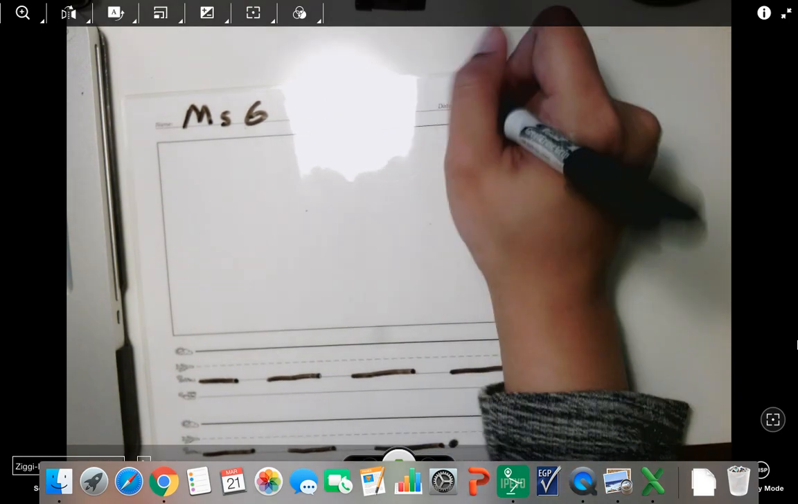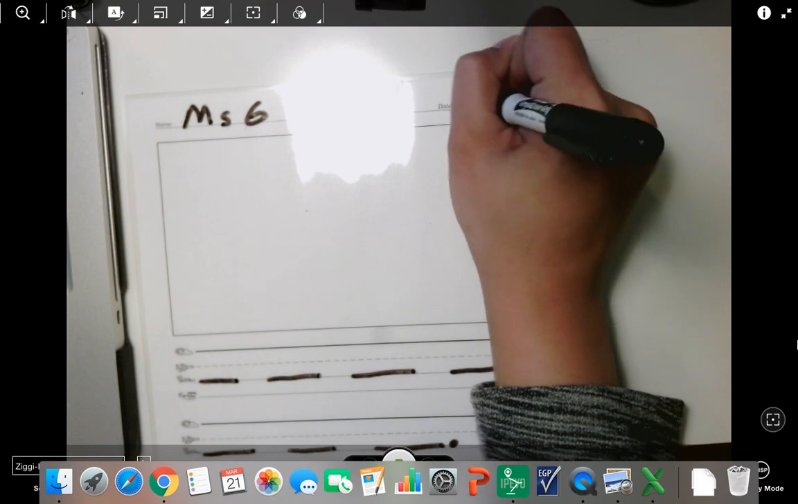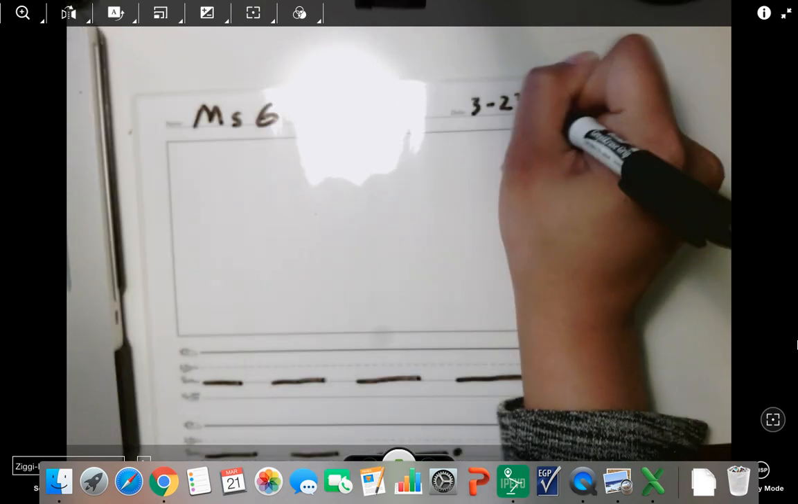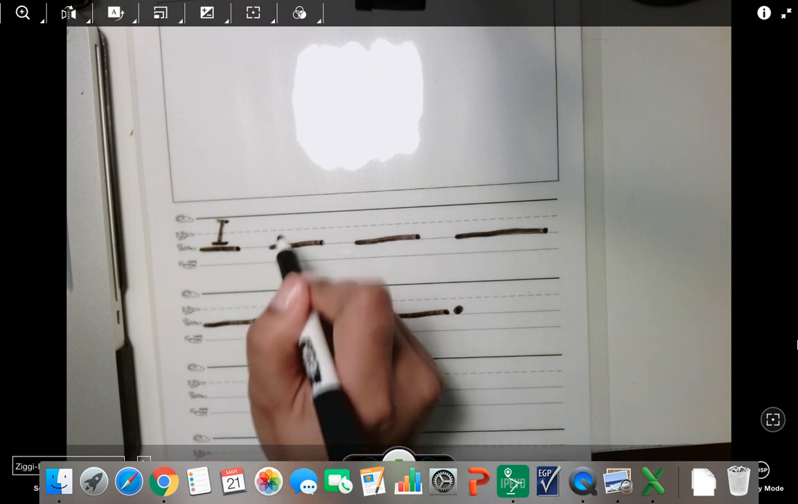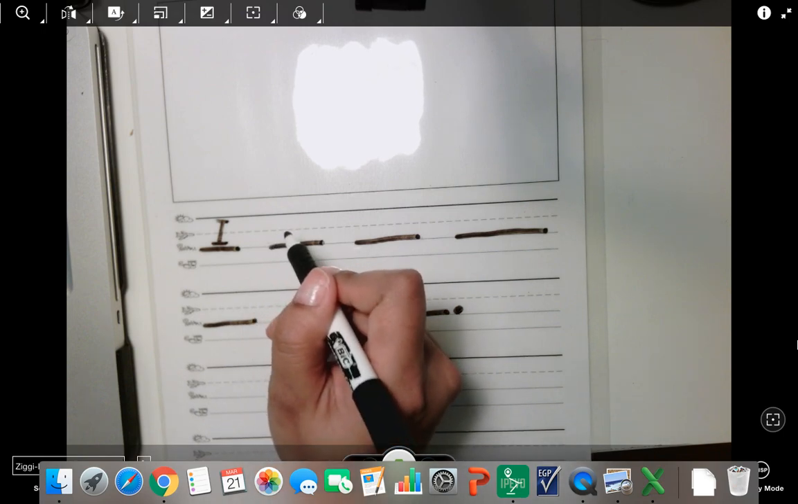And the date. So the date is 3-23-2020, right? Now coming back to our sentence. The first letter in my sentence was what? I. Good. Do I write a lowercase I or uppercase I? Uppercase. Because it's beginning a sentence. Very nice. I saw.